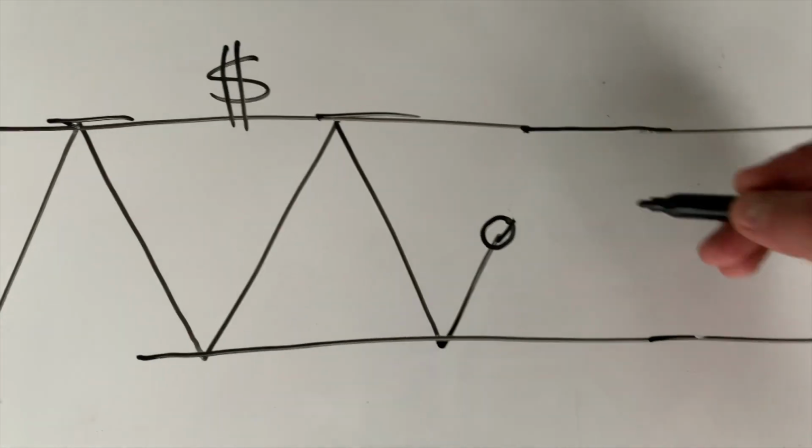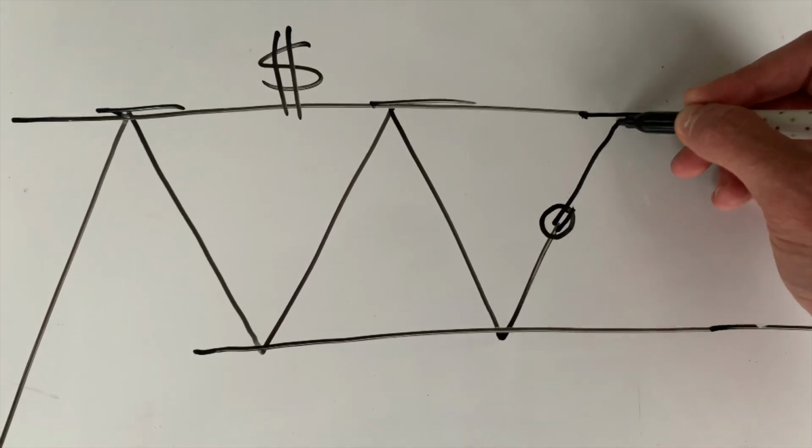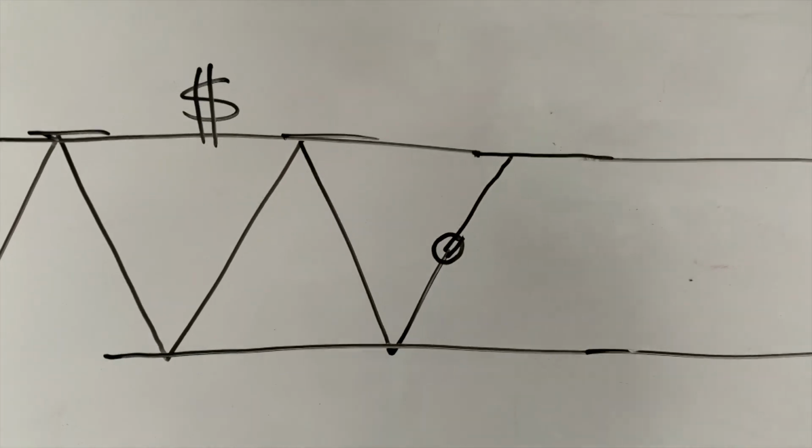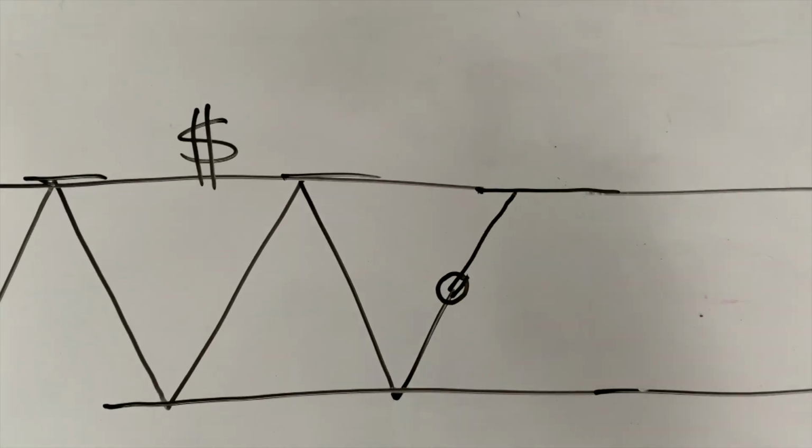All right, so I cleaned it up a little bit. So now let's say the market comes up into here. What we're waiting for with smart money concepts is we're waiting for the manipulation to happen.